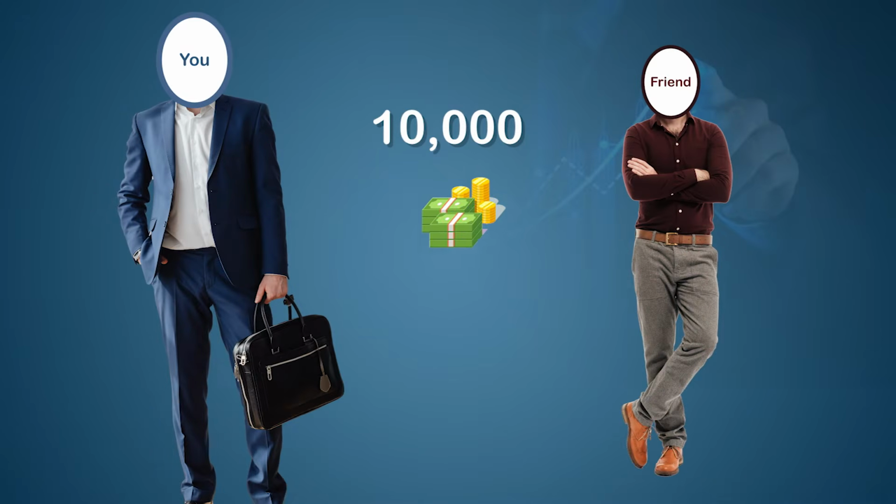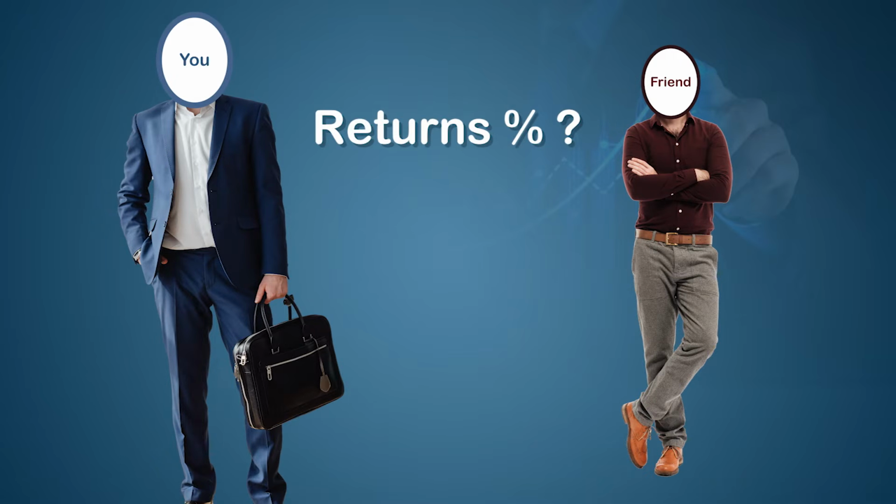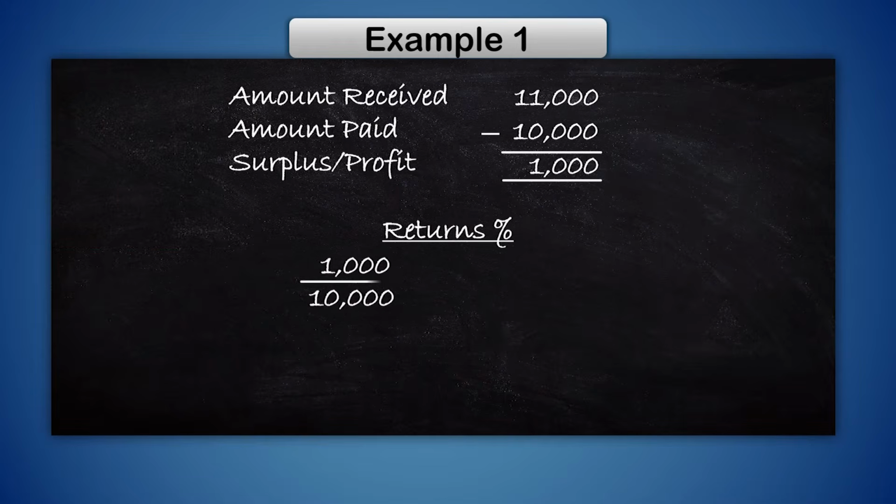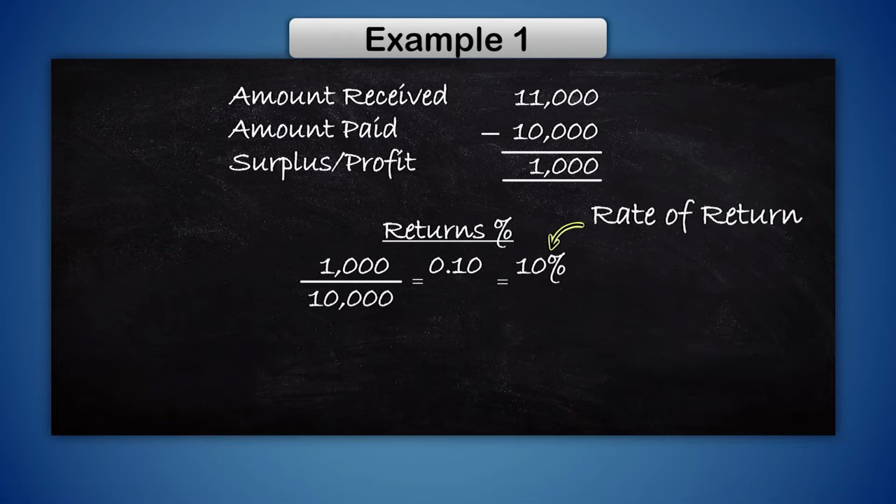Assume you have given a loan of 10,000 rupees to your friend. After a year, he returns 11,000 along with interest. What is the returns you got on your money in percentage terms? How can we calculate that? You got back 11,000, which was 1,000 rupees more than what you paid. This profit of 1,000 on top of the initial value of 10,000 is 10%. So 10% is the rate of return for you on the loan you gave.